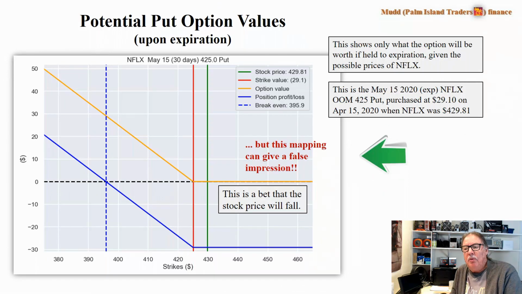Now, we know, though, that these mappings give a very false impression. And we even know what that impression is. It's going to be the case that you don't normally hold these options to expiration, and this might give the impression that you can't make a profit on this until such time as it expires, or it's not possible to, or you wouldn't want to. But we know normally you don't hold an option to expiration, or you don't have to at least, and so you can trade it out.